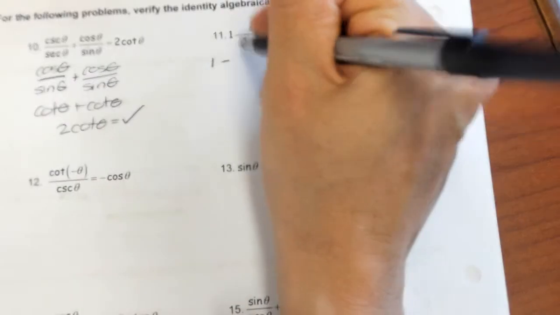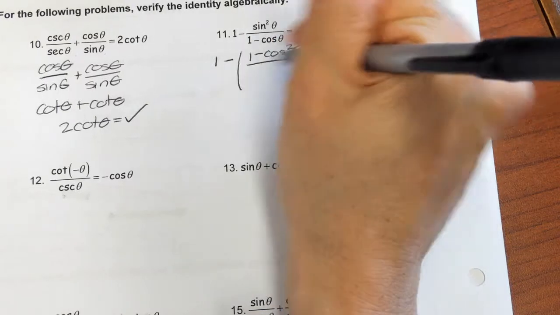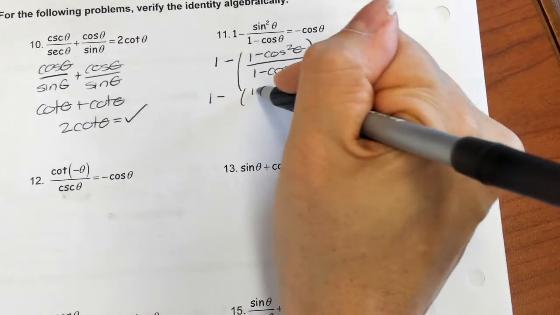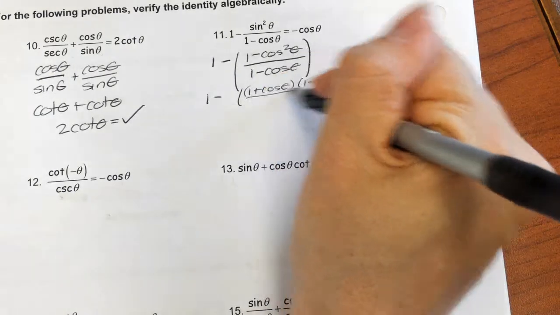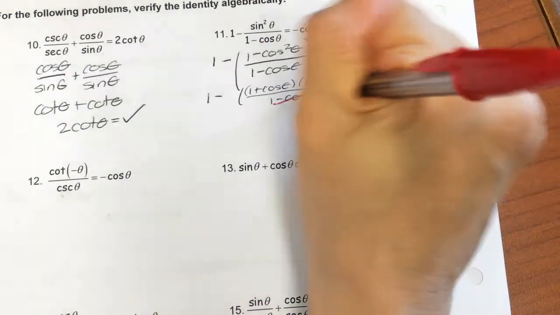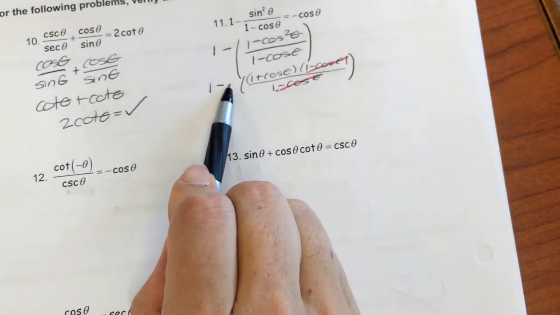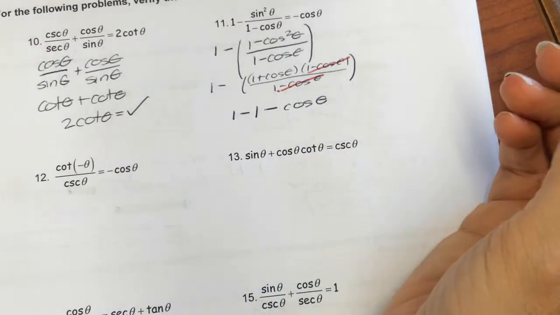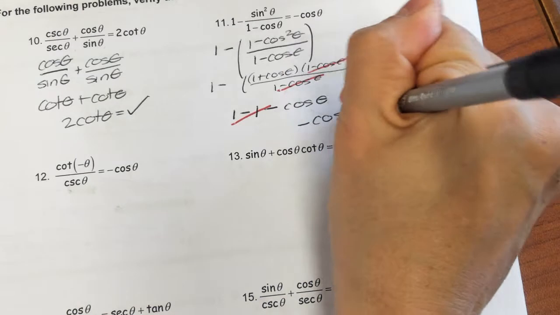So this fraction becomes 1 minus cosine squared theta over 1 minus cosine theta. And we just said that this is difference of squares. So 1 minus cosine theta times 1 plus cosine theta, over 1 minus cosine theta. So now I have the 1 minus cosine theta canceling with 1 minus cosine theta, and I'm left with this. Now make sure you distribute the negative to both. It's 1 minus 1 minus cosine theta. So the 1's are gone. 1 minus 1 is 0, and I'm just left with negative cosine theta, which is what I wanted.